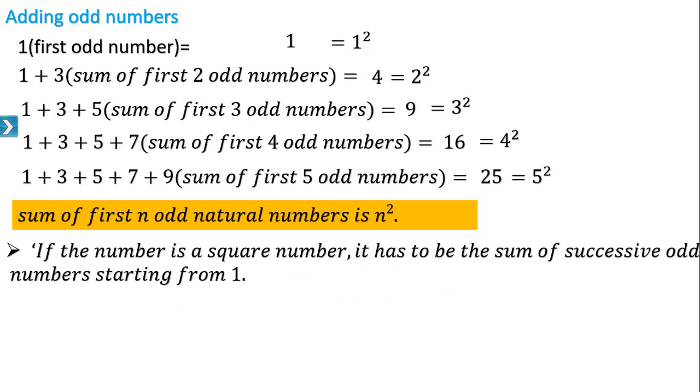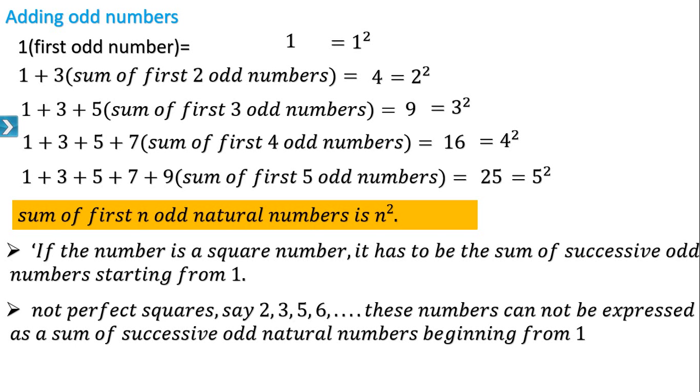See here, if a number is a square number, it has to be the sum of successive odd numbers starting from 1. All square numbers can be expressed as the sum of successive odd numbers. And non-perfect squares, say 2, 3, 5, 6, cannot be expressed as the sum of successive odd natural numbers beginning from 1. So remember, all the square numbers can be expressed as the sum of successive odd numbers starting from 1.